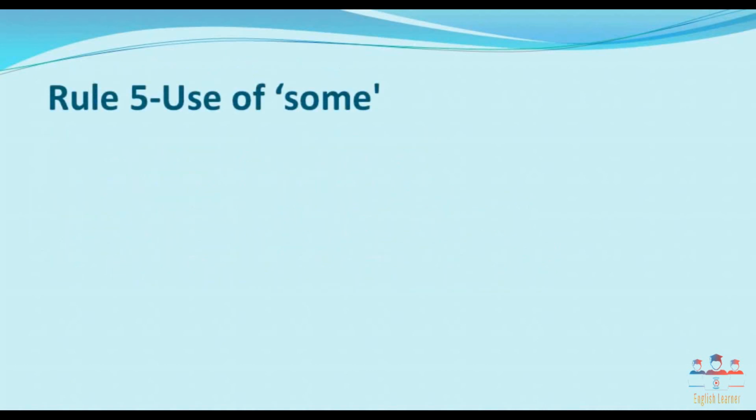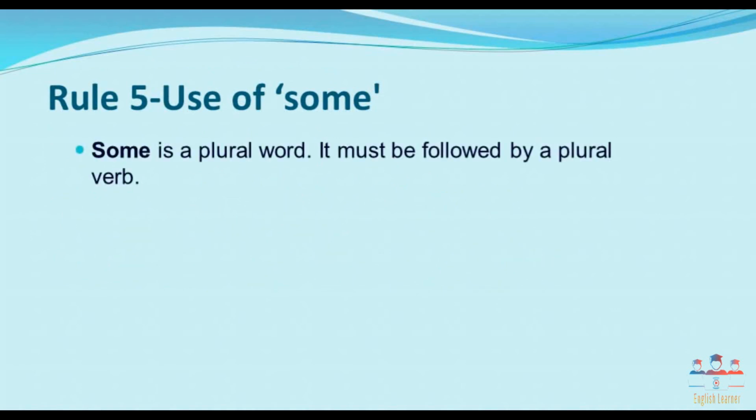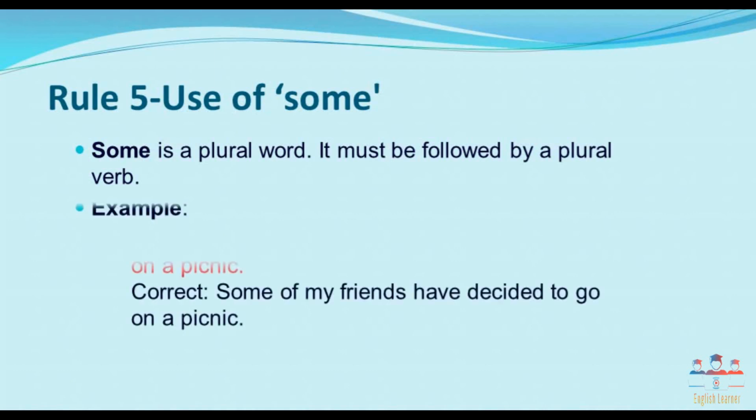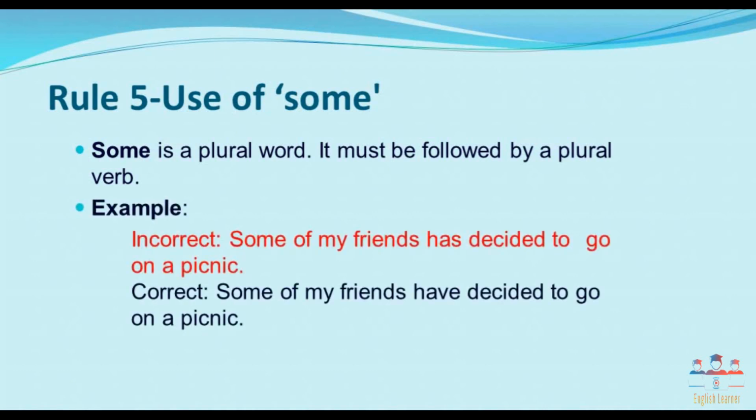Next, rule number 5, use of "some". Some is a plural word and it must be followed by a plural verb. It is always used as a plural, so we are going to follow it by a plural verb. It will be wrong to follow it by a singular verb. Example: "Some of my friends has decided to go on a picnic."